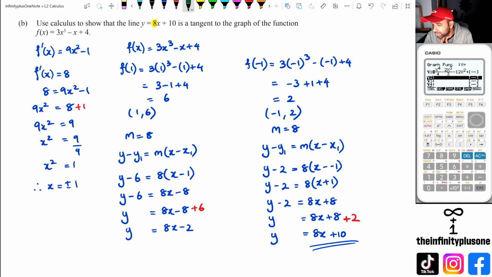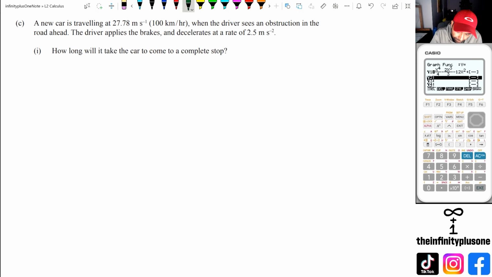Now grades wise, derivative found and set to 8 gets you an achieved. Just set to 8. Wow, not even solving it. And then finally using negative 1, 2 to form the equation gets you a merit. That is what it is. We go to the next question.